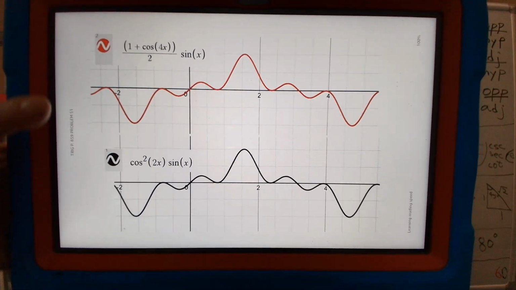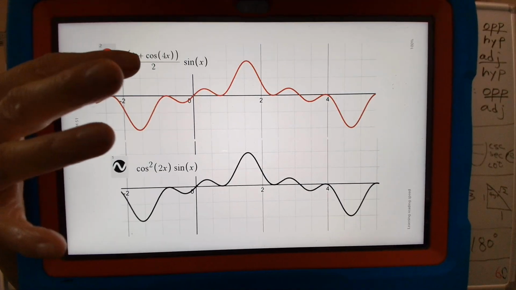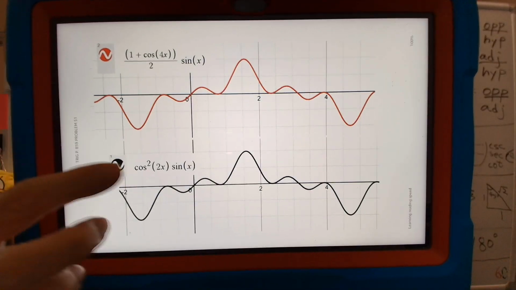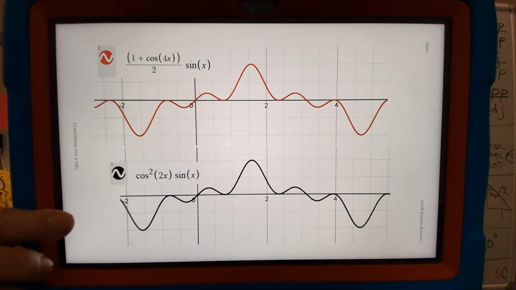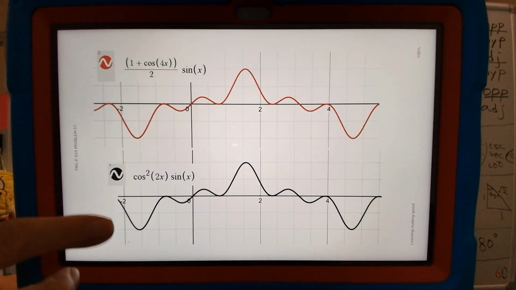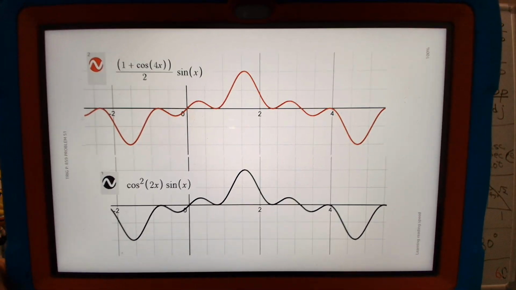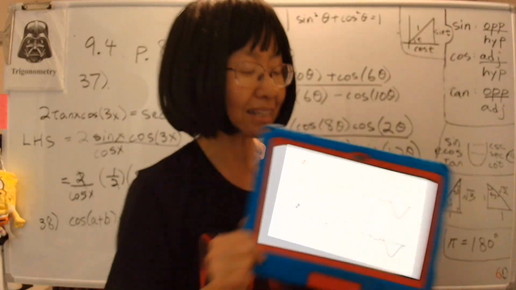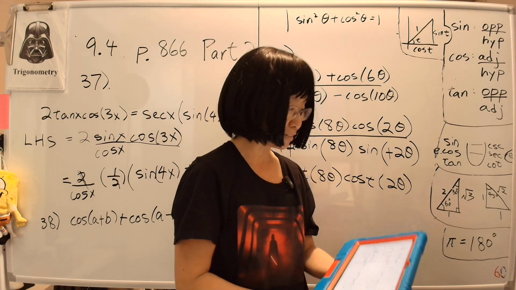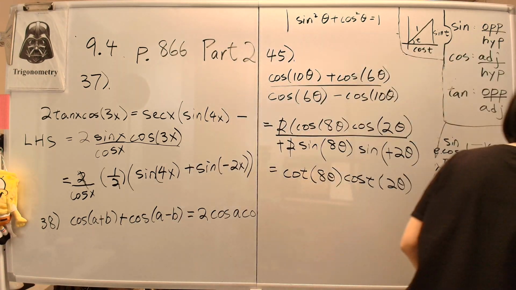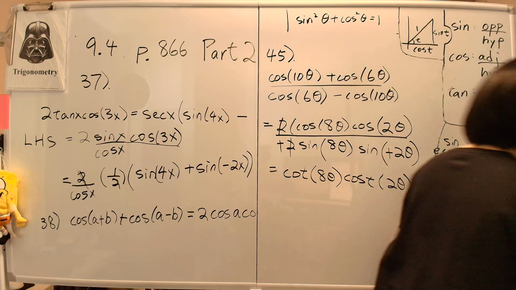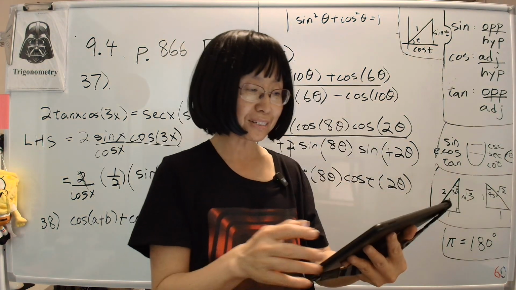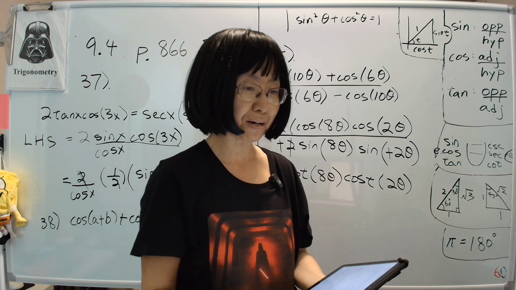So I graphed it on Desmos, and here's how you type it in. I mean cosine squared 2x, you can type it in just like it says, just cosine squared 2x times sine x, and look at that. They are identical, aren't they? And they look pretty nice too. But anyway, I forgot to show that to you. And the next problem we're doing also has a graphing requirement, which I forgot to do. But you can just graph it similar to the previous one, and that should come out okay.